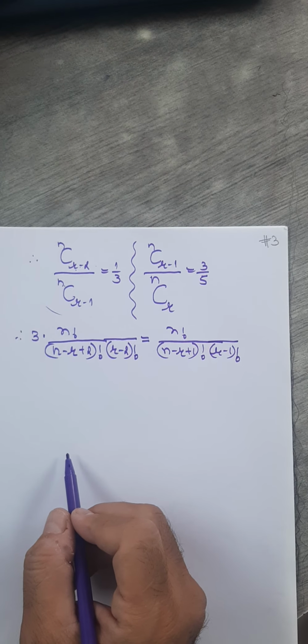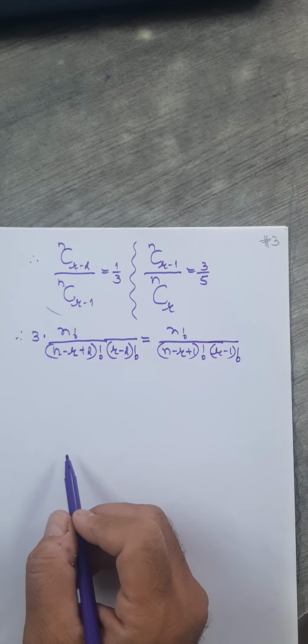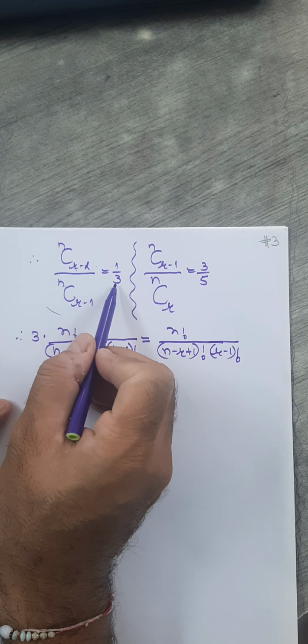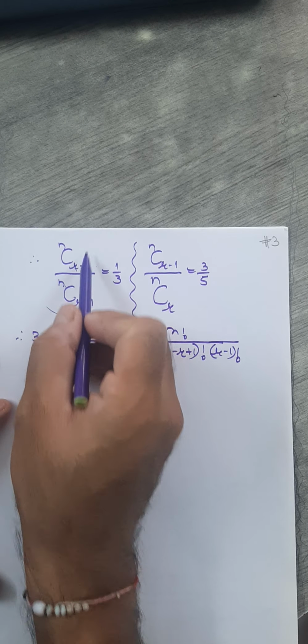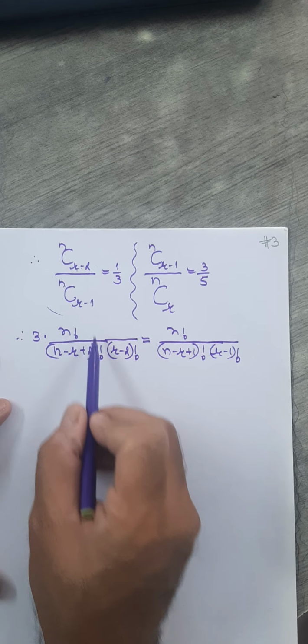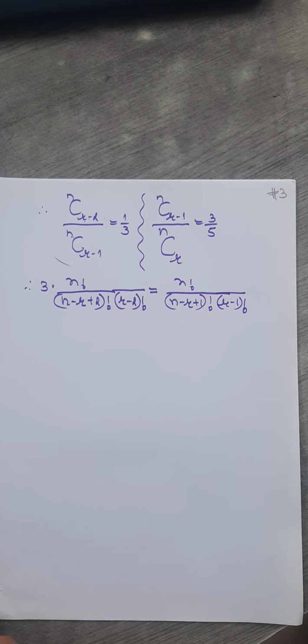What I did, I did 2 things here. First, cross multiplication, 3 into this, and then the formula for this, you know very well. 1 into this, and then the formula for this, the nCr formula. What's the nCr formula? n factorial upon n minus r factorial into r factorial.